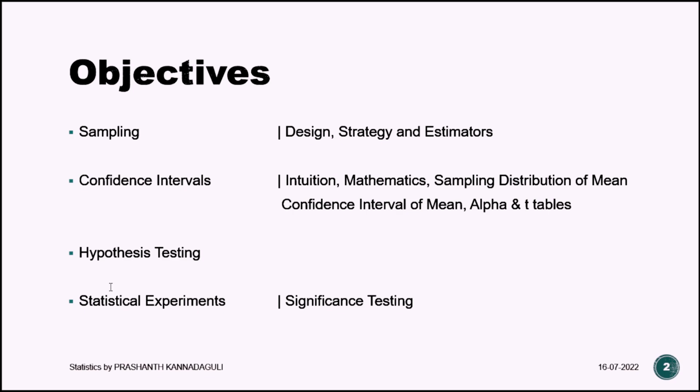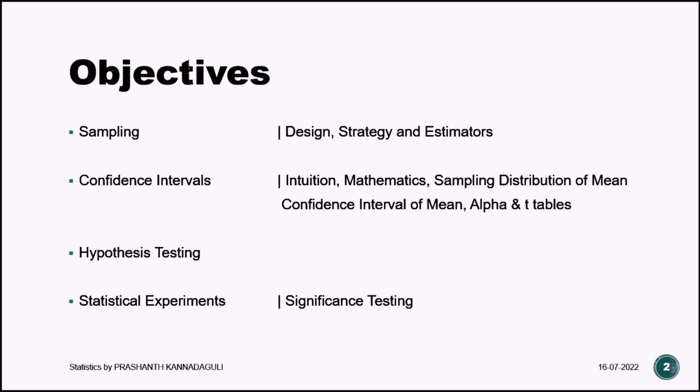The objective of the first part of the discussion is to learn about the following concepts. The first one is sampling. Then we'll move on to confidence levels. Then the third topic coming up is hypothesis testing. And then we'll see statistical experiments. In each of the topics, we have the subtopics that are mentioned here.